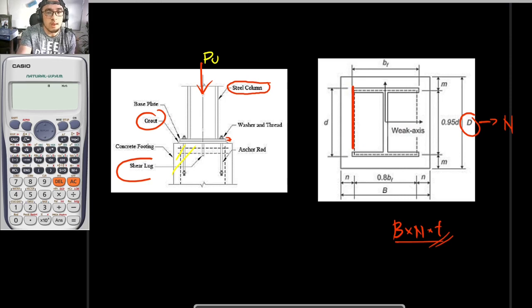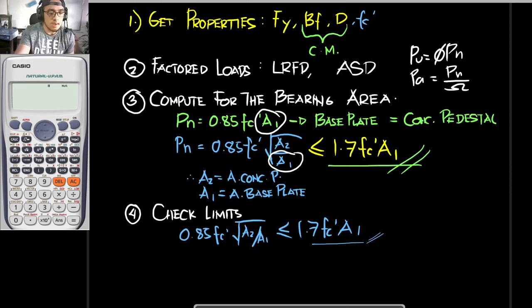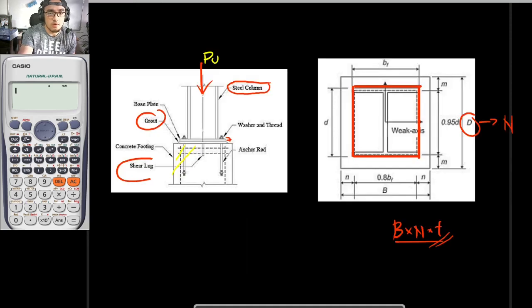So this is to be the minimum base plate. I mean, the minimum area of the base plate. So yan dapat. Okay, so with that being said, your area 1 should be greater than or equal to the area of the compression member. So that would be B, base of the flange, times D. So if this is to be the base of the flange, base ng flange times yung depth.